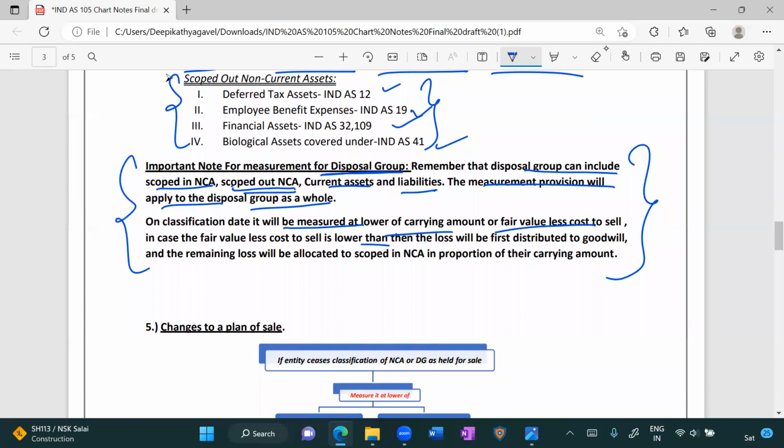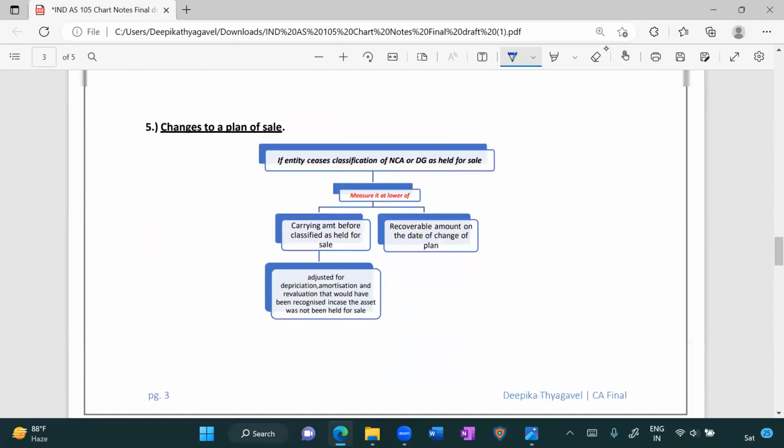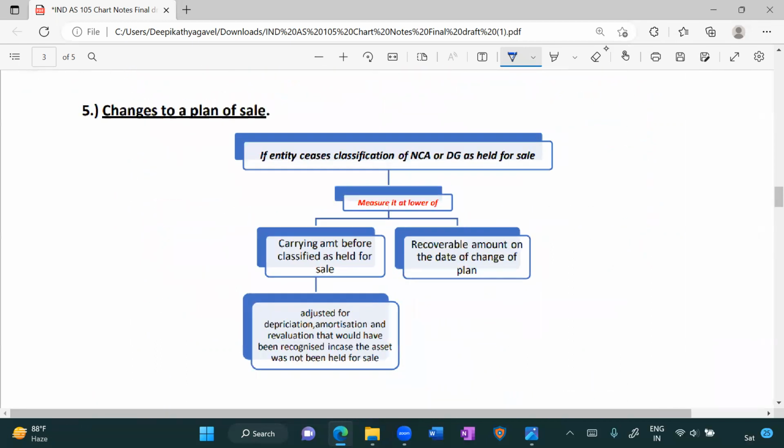First, in case you see a loss, that is your fair value less cost to sell is less than your carrying amount, whatever that loss, first you need to adjust it with your goodwill. And even then, if the loss still exists after adjusting with goodwill, you go to the scoped in non-current assets and adjust with them in the proportion of their carrying amount. In the proportion of their carrying amount is what the standard says, right?